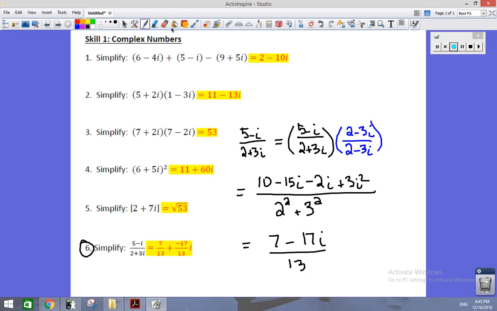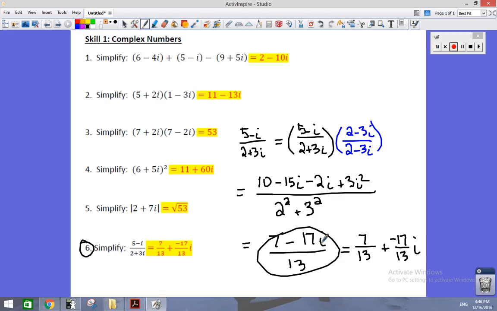Now, technically, that's not in a plus bi form, although I accepted that answer on your test. There may be a day where someone doesn't accept it, and the fix is you take the single fraction and make two fractions out of it. Everybody gets divided by 13. So I've got 7 over 13, and negative 17 over 13, because they want a plus bi, where b is negative 17 over 13 and i is the imaginary unit. So that's how I'm getting my answer for 6, but you can leave your answer like that. I don't care about that.